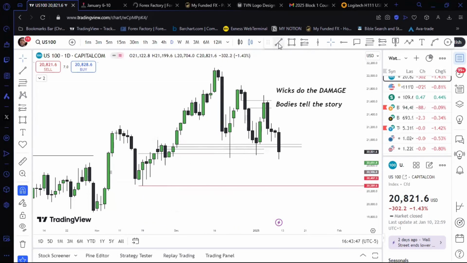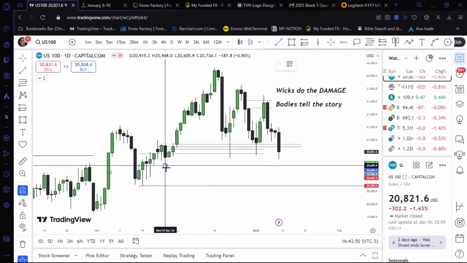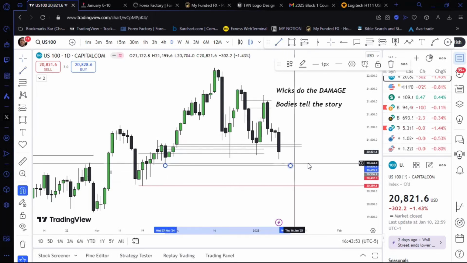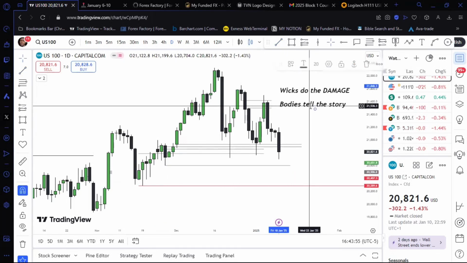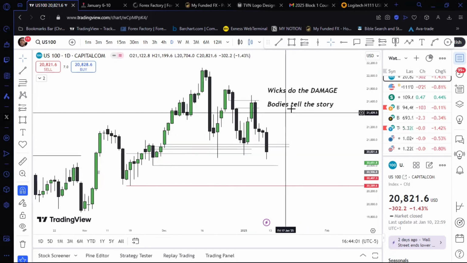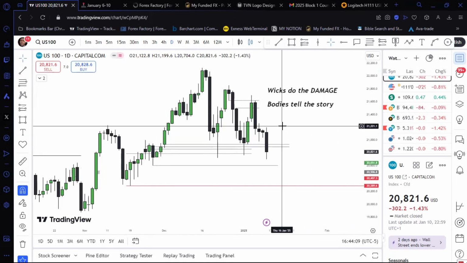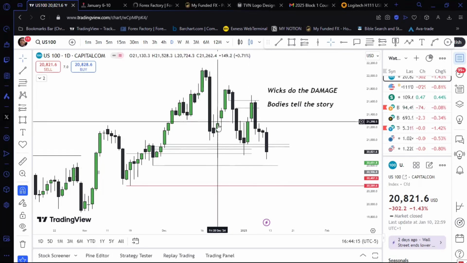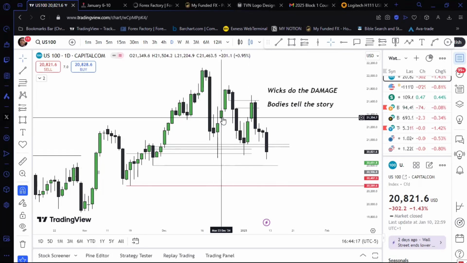So this is how I'd love to internalize it. One thing I want us to take out from this video is the fact that wicks do the damage and the bodies tell the story. This would guide your thoughts in every single thing. The moment you know that wicks are the damage and the bodies tell the story, look at here, for instance, this wick is just the damage, the body is telling the story.